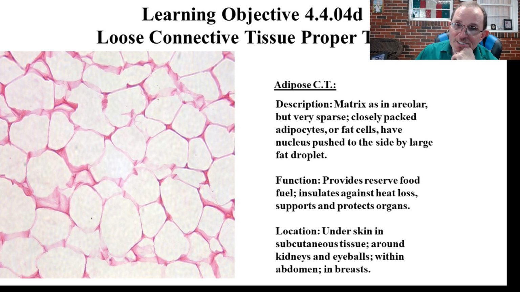We've got this under our skin for the subcutaneous tissue, the kidneys, behind the eyeballs, and in females, 90% of the breast is adipose tissue. The breast is essentially a bag of fat.